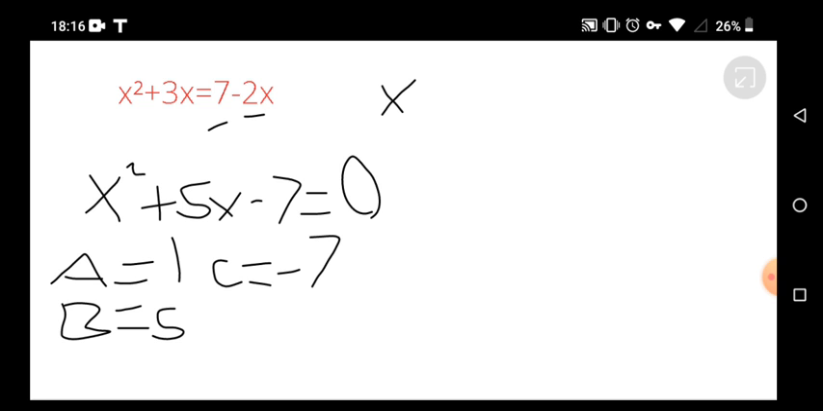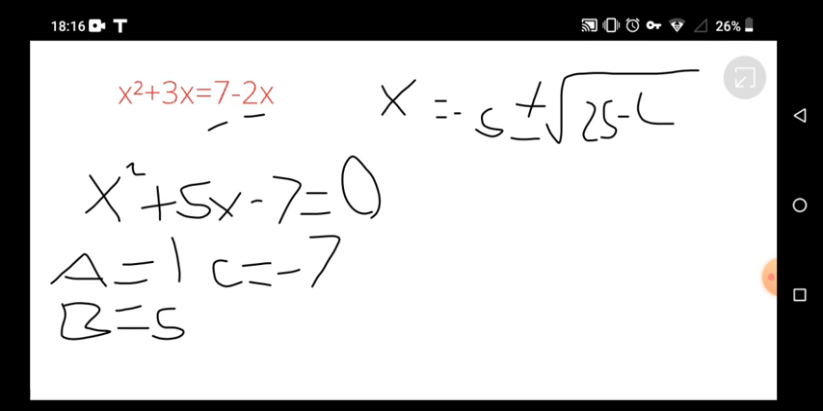So we can say that x, I'm going to be putting the values straight away, is minus b. So minus 5 plus or minus the square root of b squared. B is 5, so that is 25 minus 4 bracket AC. So A is 1 and C is minus 7, so it's minus 7. All over 2A. A is again 1, so that is 2. So minus 4 times minus 7, that gives us positive 28, so that's 25 plus 28. That's 53, so we've got root 53 here.